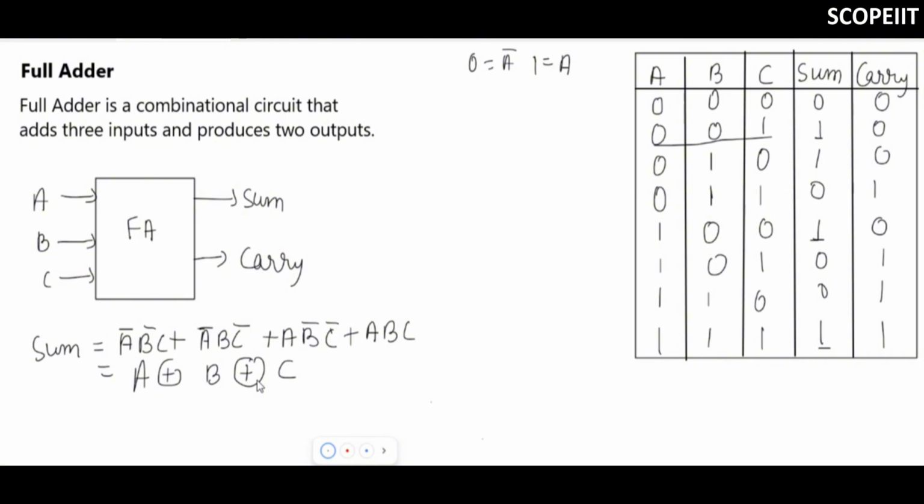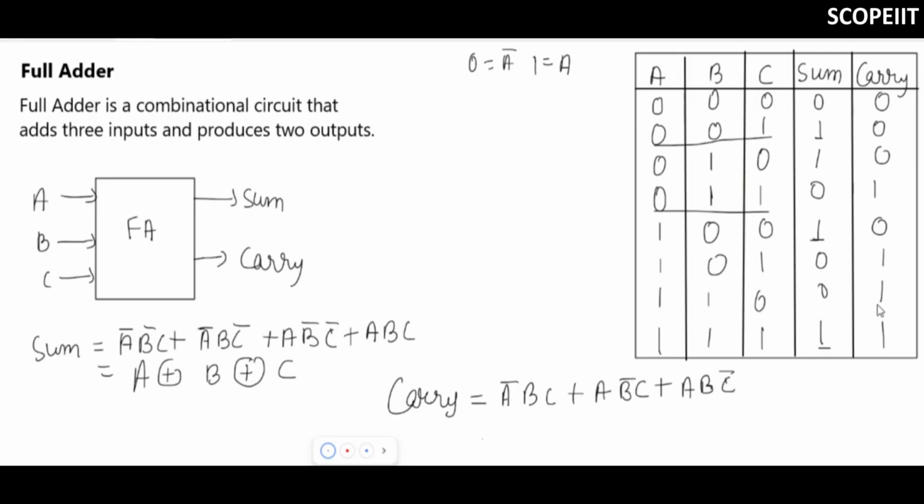Then next, what is the equation for carry? Now in carry, where you have 1, you have 1 here. So that is 0 1 1, that is A bar BC. Plus next you have 1 here, so that is A B bar C. Plus next you have 1 here, that is A B C bar, right?